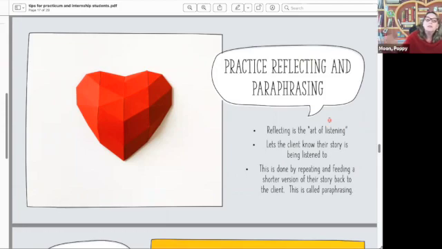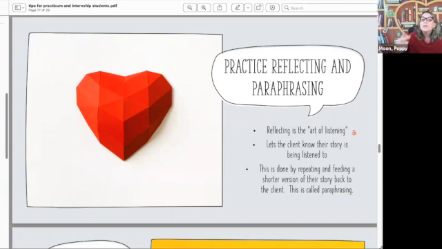Now, I also want you to practice reflecting and paraphrasing. Reflecting is also known as the art of listening. That sounds very fancy, okay? But it just lets the client know that you're listening to them. And all you're doing is repeating and feeding back to them a shorter version of their story. And this is called paraphrasing. So the client tells you that they went to Disney and they had all this fun, blah, blah, blah. I would say, okay, you guys were at Disney and y'all had a really great time. And the client will say, yes, exactly. Okay. That's how you know that they're listening.